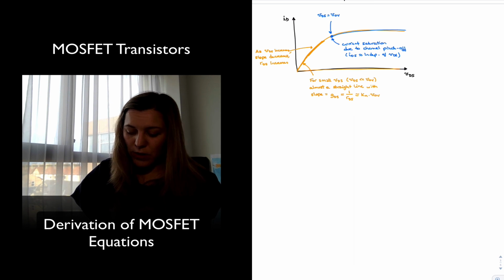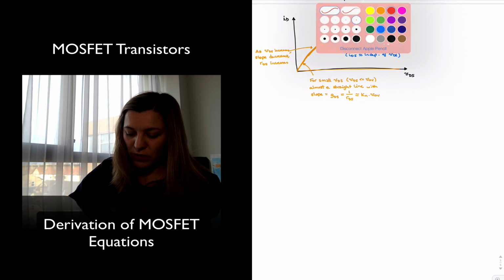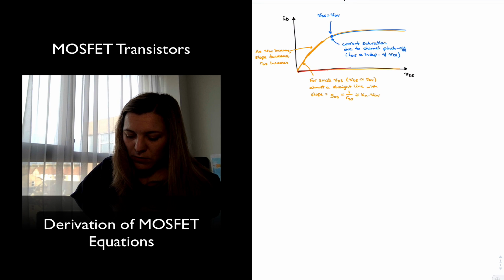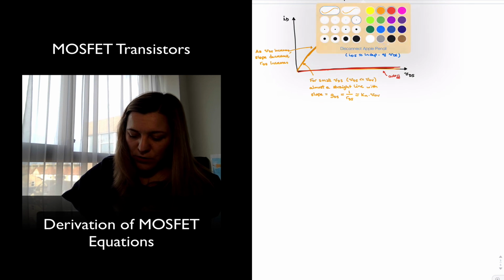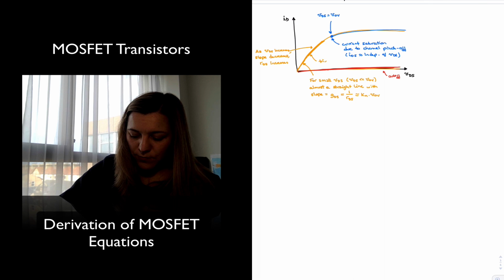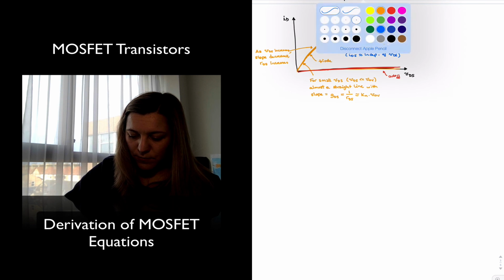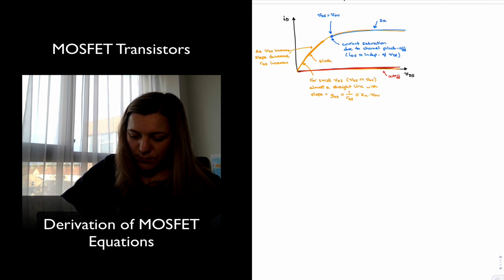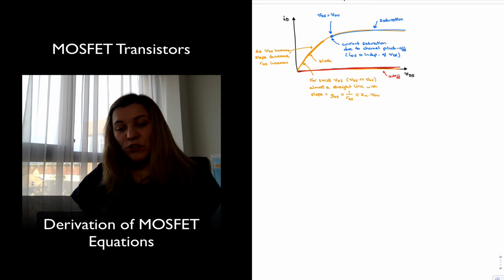And that's it. We had, again, mentioned, we have the three regions. I guess we can represent the cutoff with a different color, just for distinction. We have the region of cutoff, triode, and saturation. And now we have a mathematical equation to come up with expressions for the drain current ID for all three of those regions.